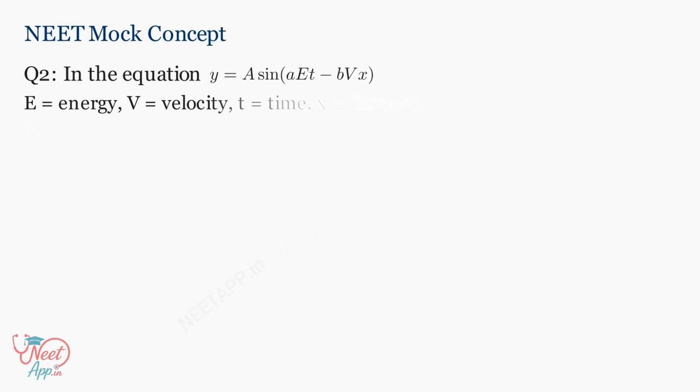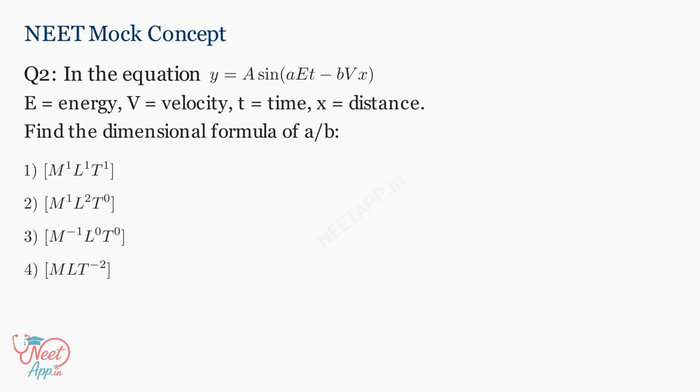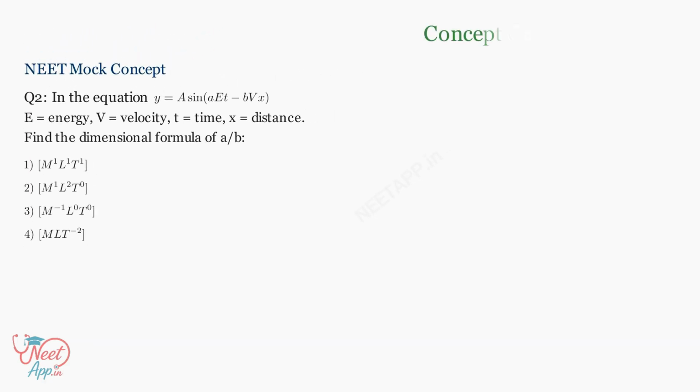This is a brilliant mock paper concept that tests the dimensionality constraint of arguments. The question gives us a wave equation, y equals a sine of (aE t minus bvx). It asks for the dimensional formula of the ratio a over b. Here is the NTA limitation rule we learned. The argument of any trigonometric function must be entirely dimensionless. This means the term aEt has no dimensions.